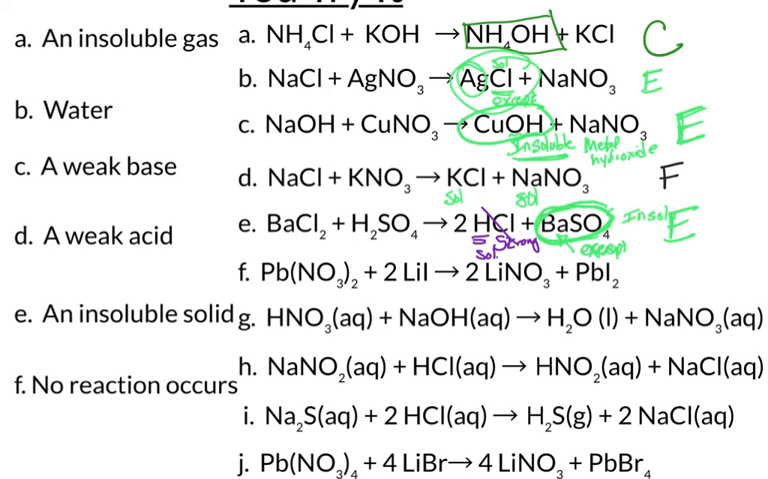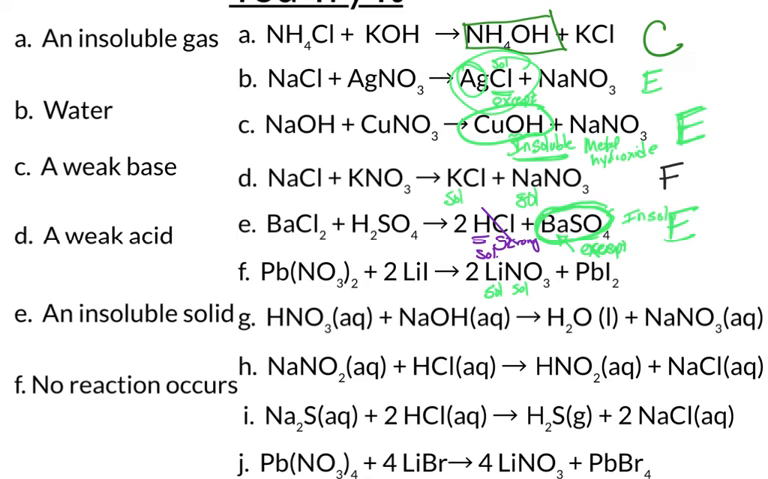Let's look at question F. We look at the two products and we see that we have lithium nitrate and lead 2 iodide. And so we go through the list. No insoluble gas is formed, no water is formed, no weak base is formed, no base is formed, no acid is formed, so it's certainly not a weak acid. And so we look at the insoluble solid. We see that lithium nitrate is always 100% soluble, both because of the lithium and the nitrate.